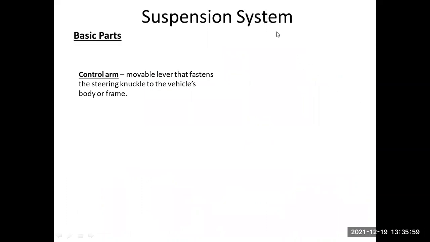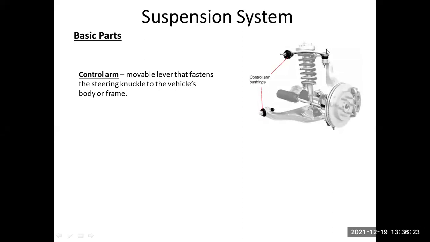Then we have a part which we call a control arm, which is a movable part. This particular part which is connecting the wheel through springs to the vehicle is a control arm, a movable lever that fastens the steering knuckle of the vehicle. So here is the lower one and the upper one. Many times instead of connecting to the upper side, it will be connected directly to the chassis. So this is your control arm.